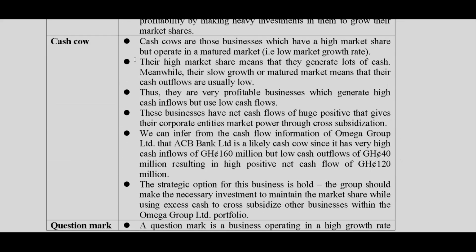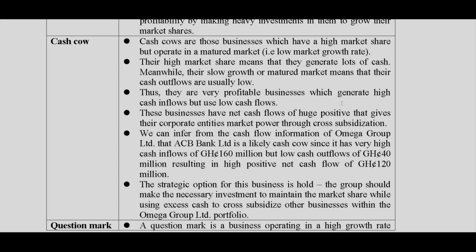Now, when it comes to cash cows, these are those businesses that have high market share but operate in a matured market. That is, you have low market growth rates. So their market share means that they generate lots of cash. Meanwhile, their slow growth or matured market means that their cash outflows are usually low because we are not investing in it. You get the idea? So cash outflows will be low. They are very profitable businesses which generate high cash inflows but use low cash outflows.